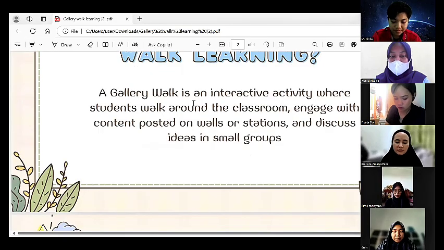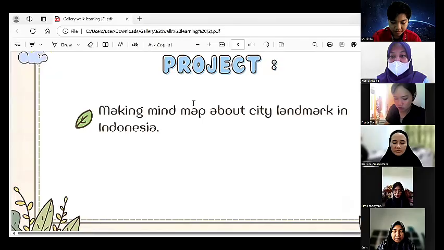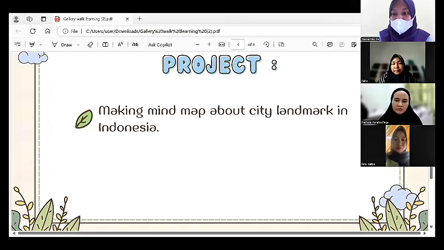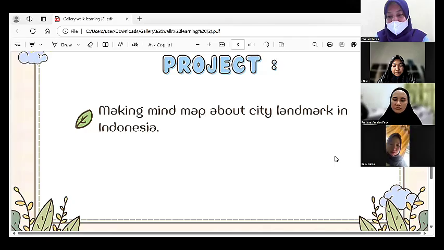In this section, our project is... I want you to present your city landmark. Do you know landmark? What is landmark in Indonesian? Landmark is ciri khas. Icon.